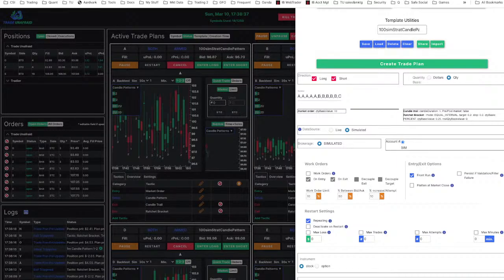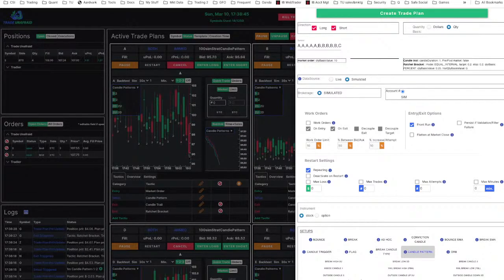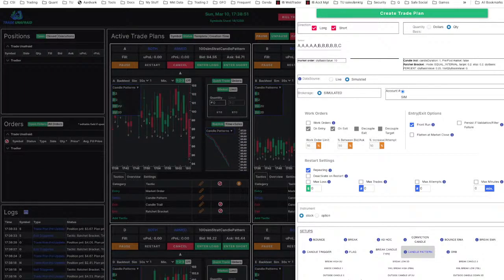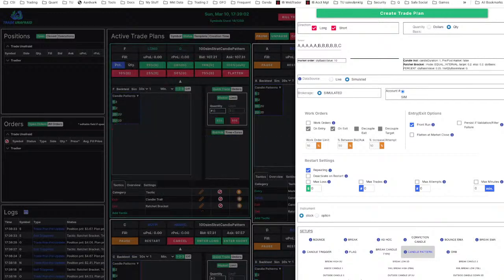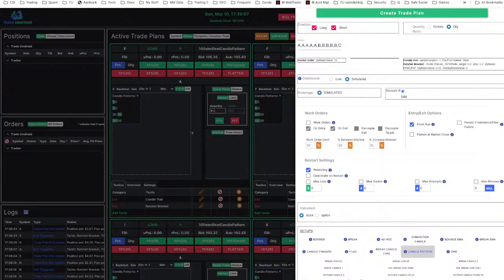Let's see, there are some things here I'm not going to get into now. It's just kind of too much. The trade plans are repeating, so you notice that they open, they close, and then they start looking again for another trigger. So this just runs indefinitely. We could set a max loss or a max number of trades.